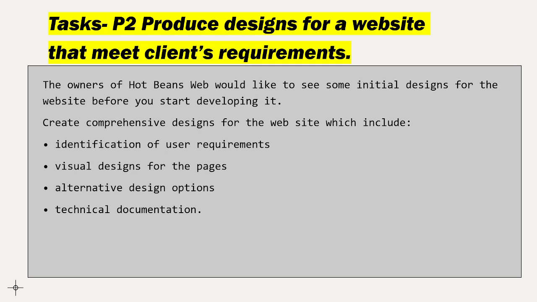Now, when you come to P2, P2 says produce designs for a website that meets clients' requirements. Now, the owners of Hotbeans would like to see initial designs for the website before you start developing it. So in Unit 6, you're designing your website as well as developing your website. So the first part of your assignment is to try to design websites. And in the designing of your websites, what is needed is identification of the user requirements. So what are the requirements?